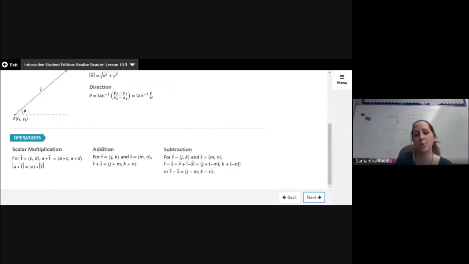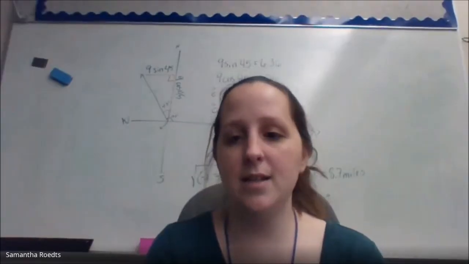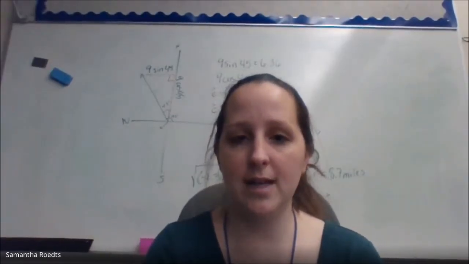Operations, I can have scalar multiplication, so I just multiply a number by each of my vector components. I can do the same thing with addition. I just add the x values together and the y values together. And I do the same thing for subtraction, where I subtract the x values and I subtract the y values. And that is the end of Unit 10, Lesson 3.